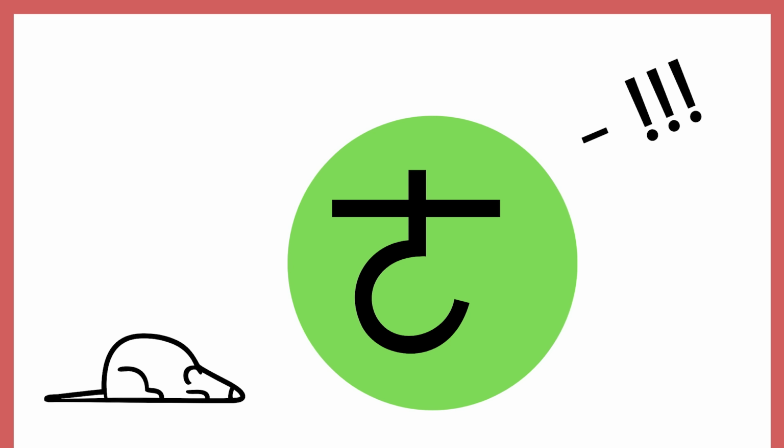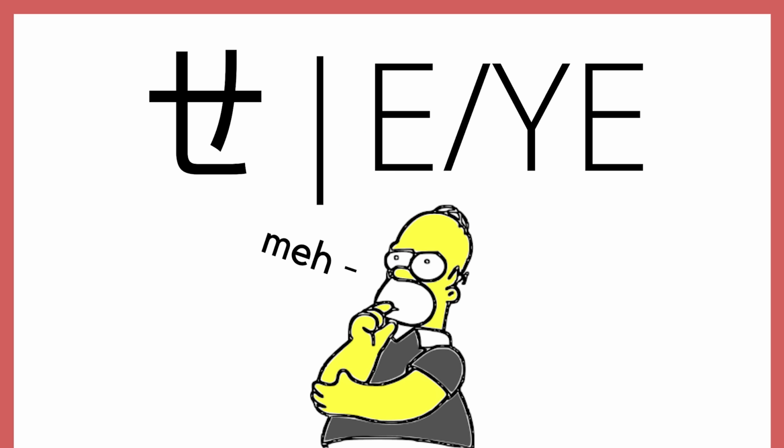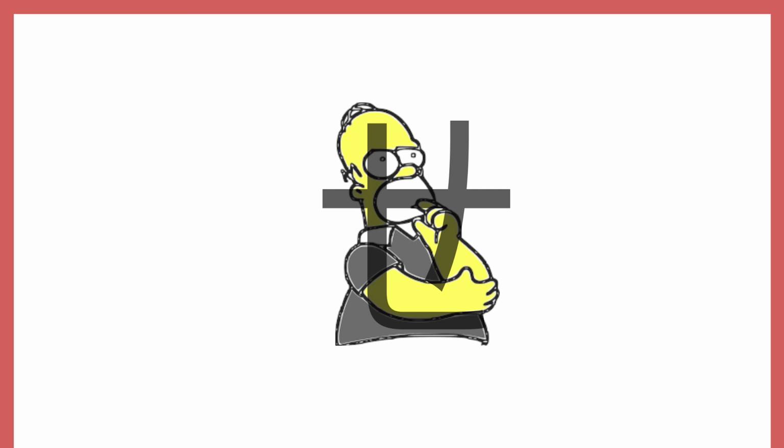Ugh, a dead rat. Next we have which is also an E in pinyin, sometimes distinguished by italicizing it or adding a caret on top. So for this sound, think of Homer Simpson saying meh. The zhuyin looks a little bit like a guy crossing his arms and going meh, don't you think?